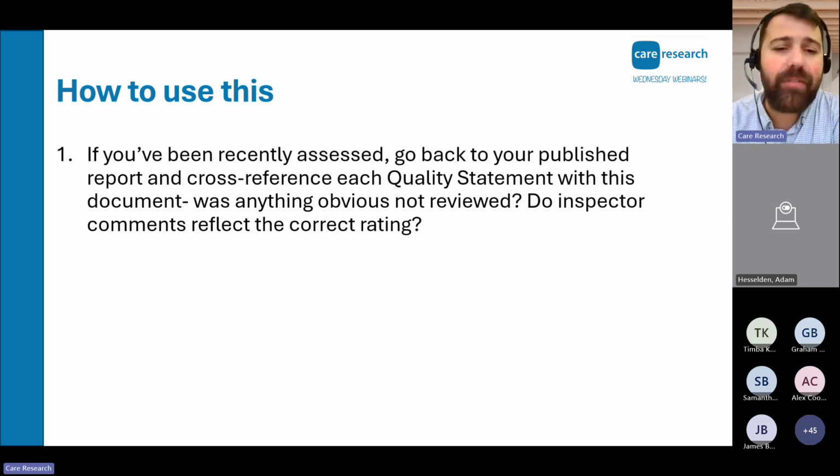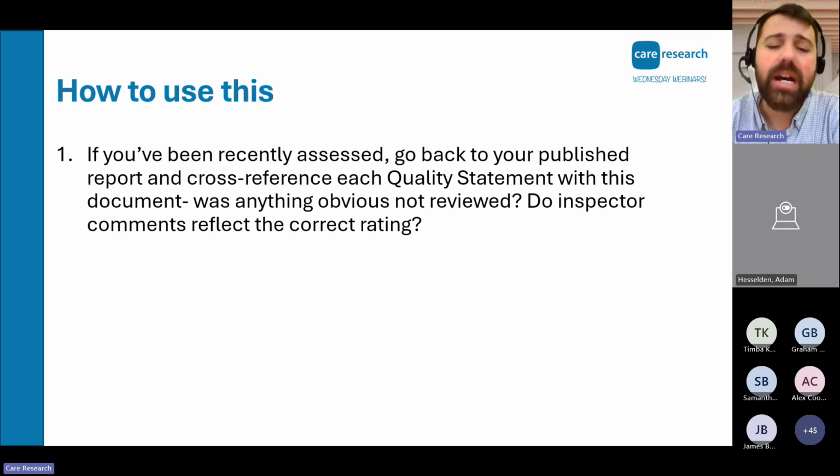Number 1, if you have recently been assessed, so I'm talking in the last month or so, if it was done like 6 months ago, they're probably not going to take much notice. But if you've been recently assessed, or you're in the midst of an assessment, or in the midst of the report writing, factual accuracy process, use this document. Go back to this document, cross-reference it with either a recently published report if you've just had your report published, or what has been looked at and assessed if you're in the midst of them writing. Does this document reflect in a broad sense what CQC have assessed when they've done your assessment? Does it reflect what's in your report?